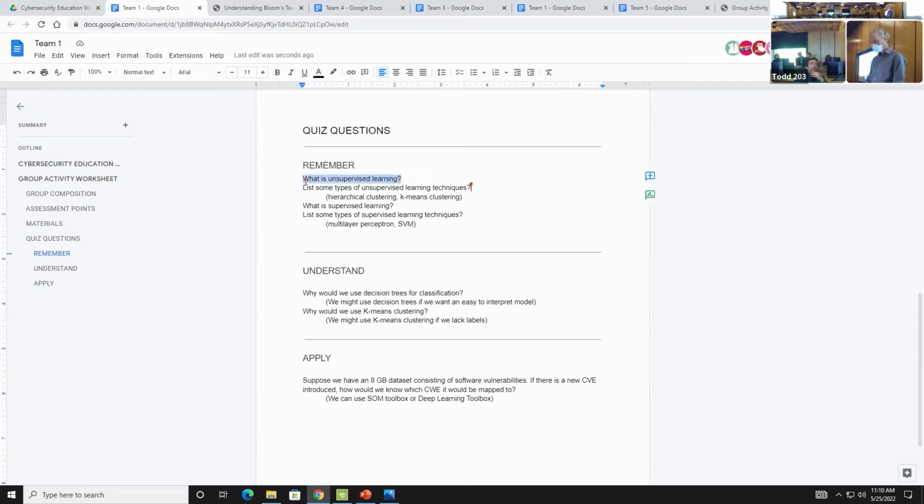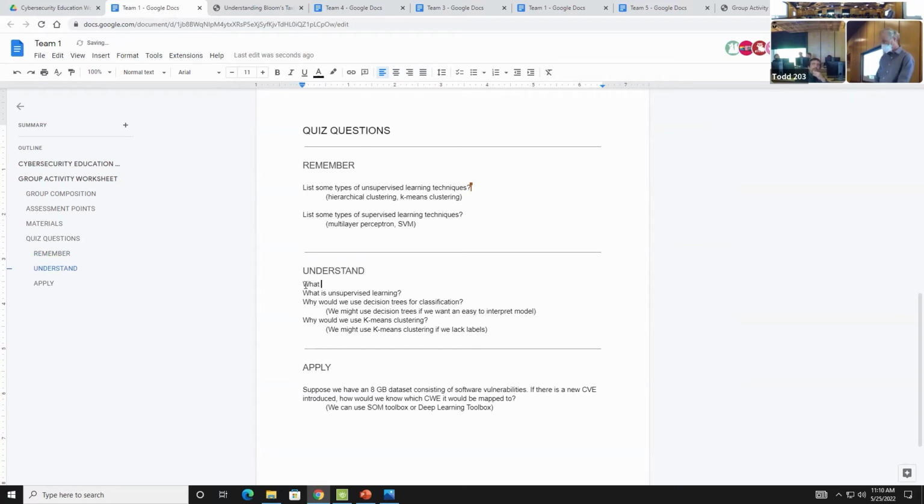Yep. Because you could reach the answer in a couple of words, not like a paragraph. So that's why we came up with the list. Understand also asks why questions. I'm not sure if those should be understand or if they might fall closer to why. But we consider various types of supervised topics. Why would you use this? Yeah, I think that fits understanding.